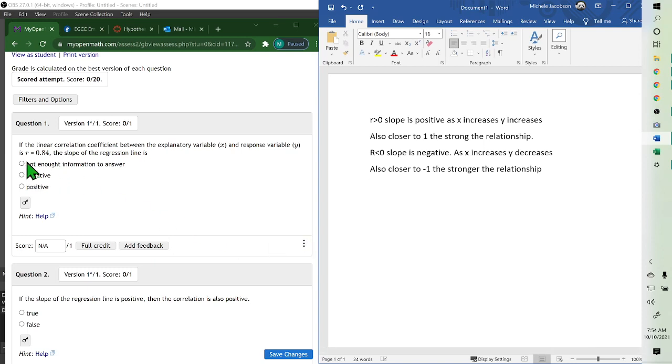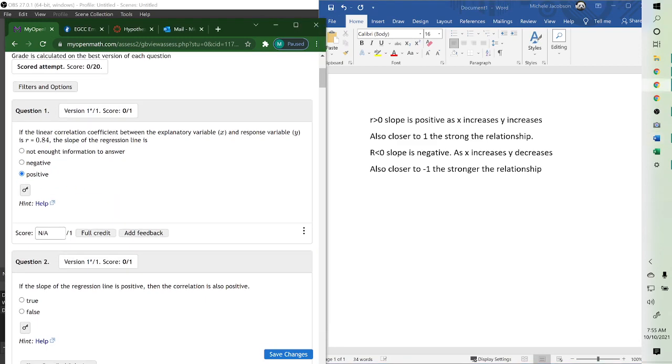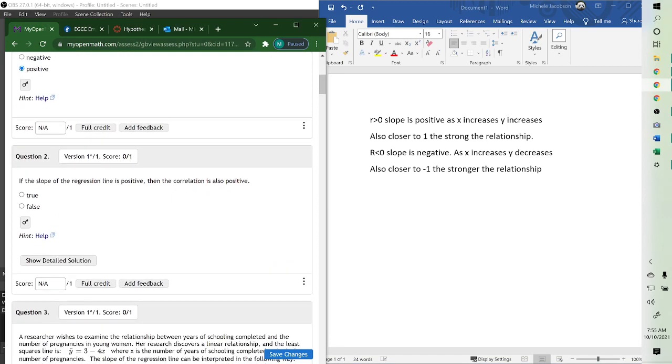So in this case, R is 0.84, which means there's a strong relationship, and the slope is positive. If the slope of the regression line is positive, then the correlation is positive, which is true.